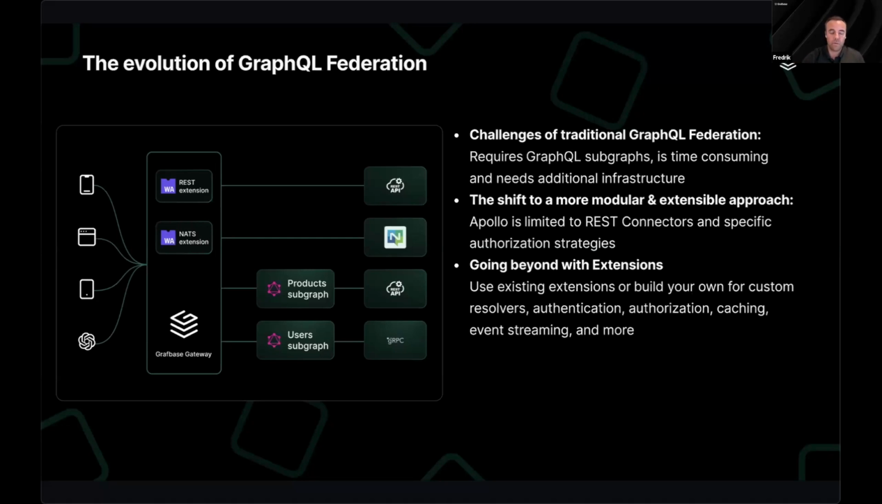So in the diagram here, you can see we have a gateway fronting a couple of subgraphs, and then we have two extensions called REST and NATS that talk directly from the gateway to the source. So that clients still have this unified interface, but you can quickly federate without the additional baggage and infrastructure of a subgraph in the middle. The beauty of it is that you can mix and match depending on the use case.